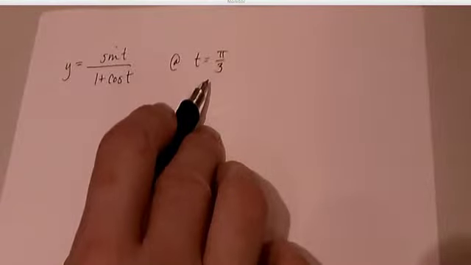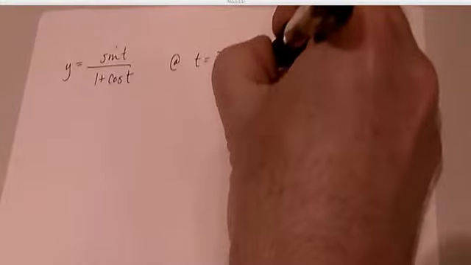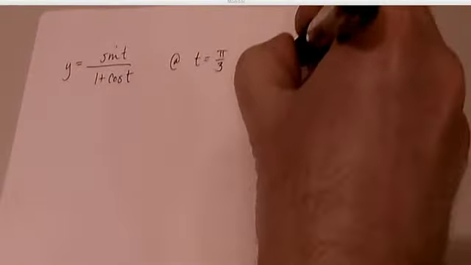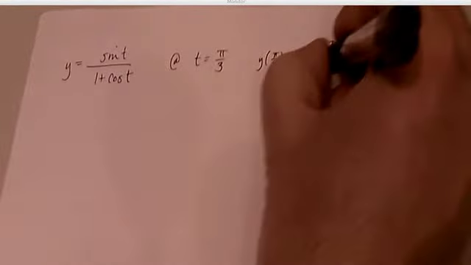Now, first things first, I know I need two things for a tangent line. I need a point and I need a slope, because that's what I need to get the equation of any line. Well, I don't have the point, but the point's easy enough to get. All you have to do is evaluate y at that, and you get sine of pi over 3 over 1 plus cosine of pi over 3.